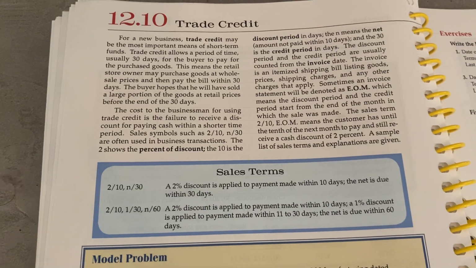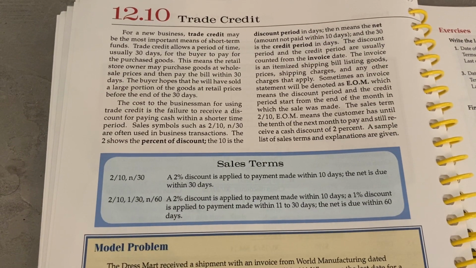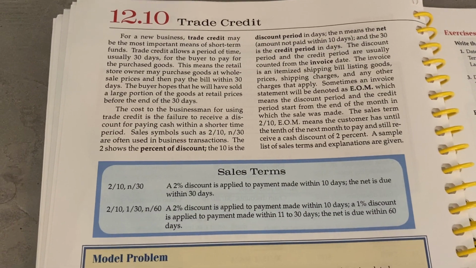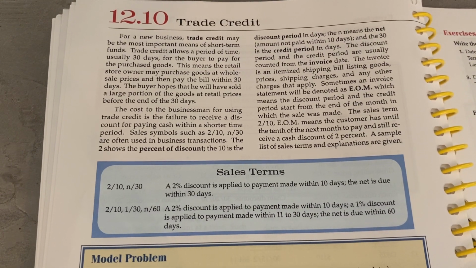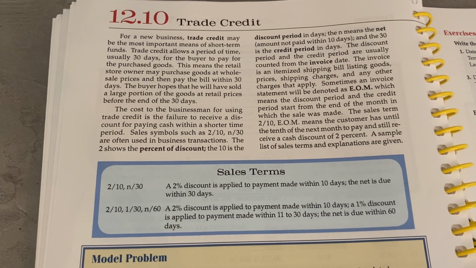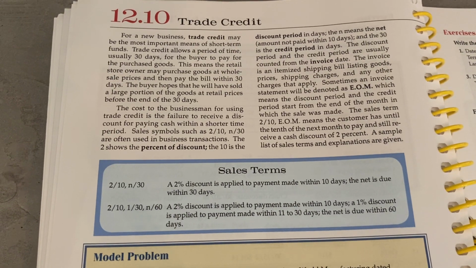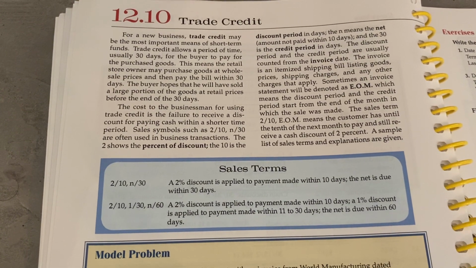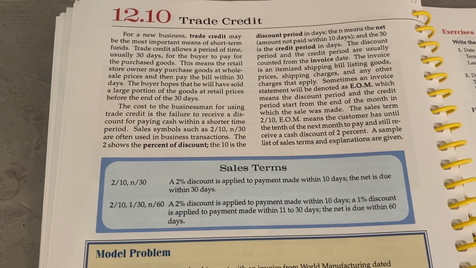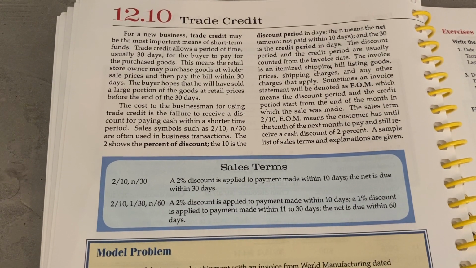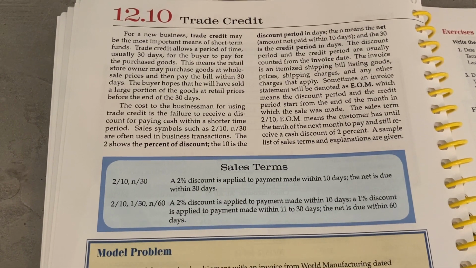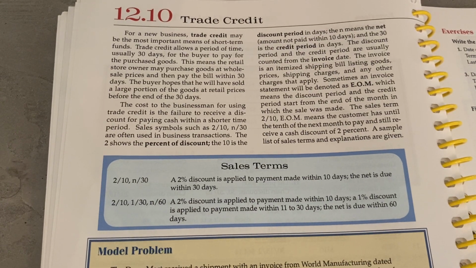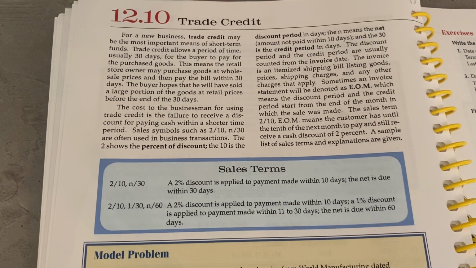So basically, you're going to pay in how many days, 30 days, or how many days. So the buyer hopes to sell a large portion in return by 30 days. So if you pay back your bill at 10 days, they'll give you a discount. And if you pay it back by 30 days, they might give you a lower discount, or not. But if you pay after the 30-day period, you will not get a discount at all. So it's kind of important that you know these things.